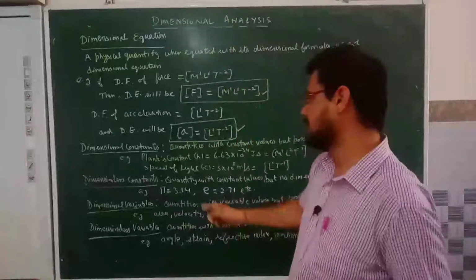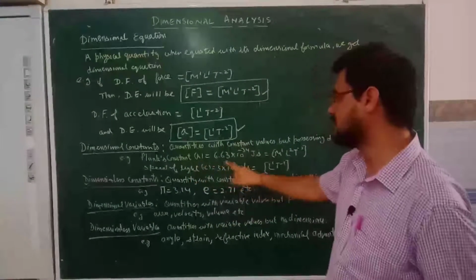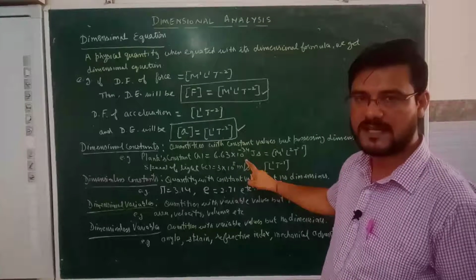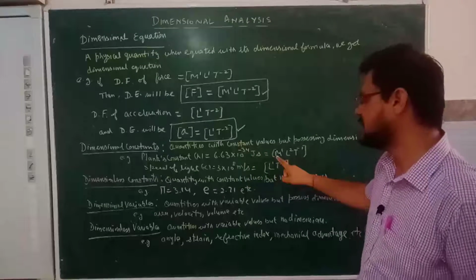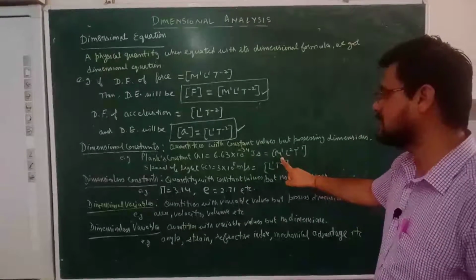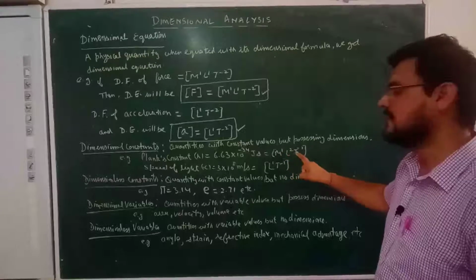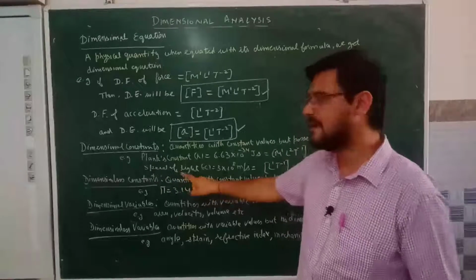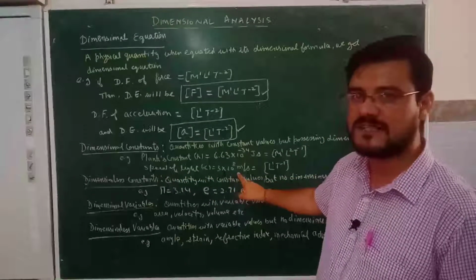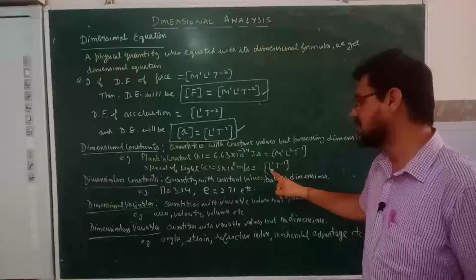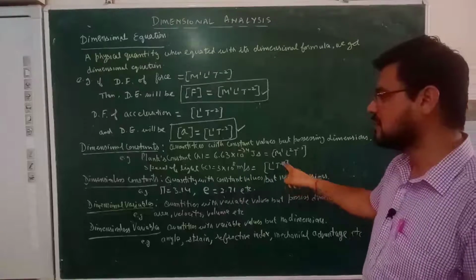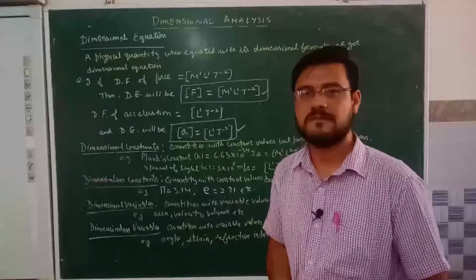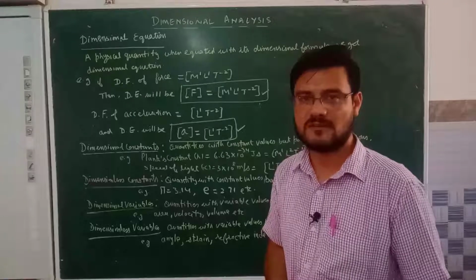For example, Planck's constant. Planck's constant has a fixed value of 6.63 × 10^-34 joule second, but it also possesses dimensions. That means we can write out its dimensional formula, which is M^1 L^2 T^-1. Another simple example is the speed of light. Speed of light is fixed, 3 × 10^8 meter per second in vacuum, and we can write down its dimensional formula L^1 T^-1. So those physical quantities which possess constant or fixed values but also have dimensions, we call them dimensional constants.